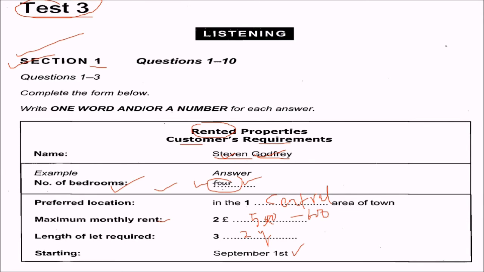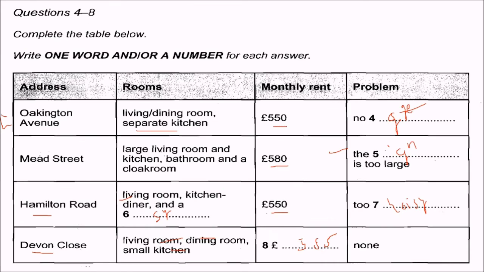So the first one was preferred location. It was central. And the maximum monthly rent they talked about: Godfrey said that he is ready to pay 500 and at maximum 600. So we'll take 600 as the maximum because maximum is being asked. And length of the let required: they are there for 2 years and they don't want to relocate, so that will be 2 years. About questions 4 to 8, Ockingen Avenue: the problem is there is no garage, so you have to write garage. And in Mid Street, it was being told that the garden is too large. For this, Godfrey replied that they wouldn't be able to manage it.